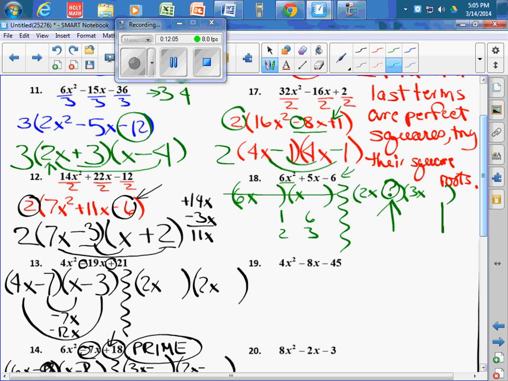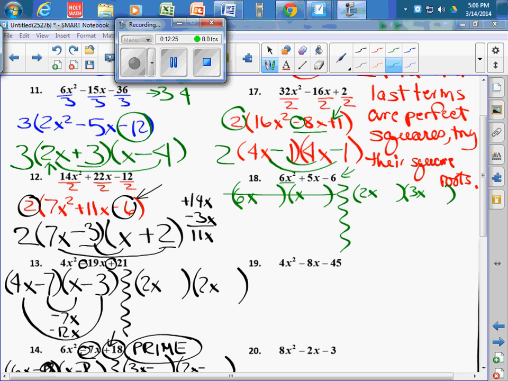What can't go here? The 3 and the 6 can't go there. So we are limited as to what we can and can't use here. All right, so let's try this. Let's try putting the 3 here and the 2 here. Obviously, I can't do it the other way again because I'd come up with GCFs here.